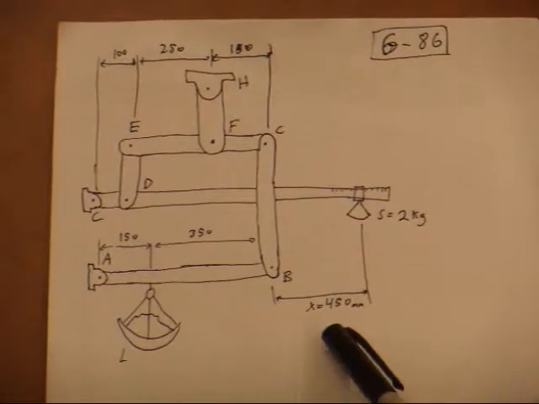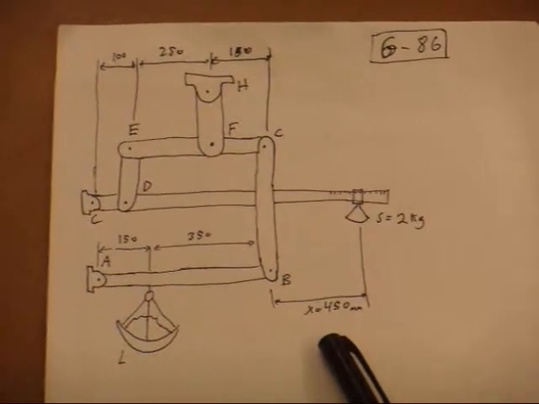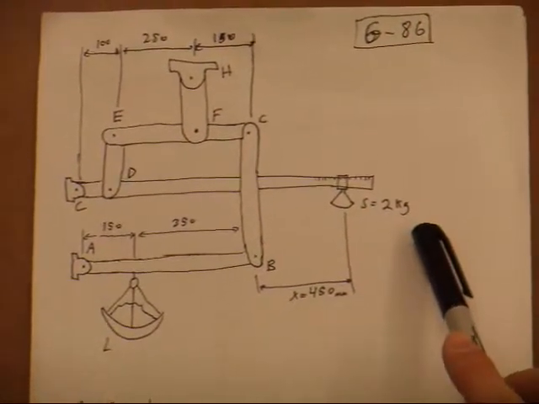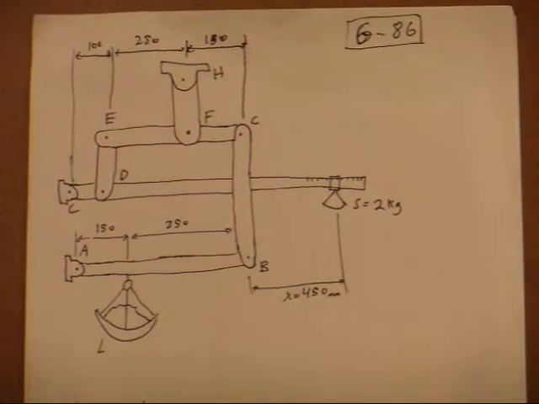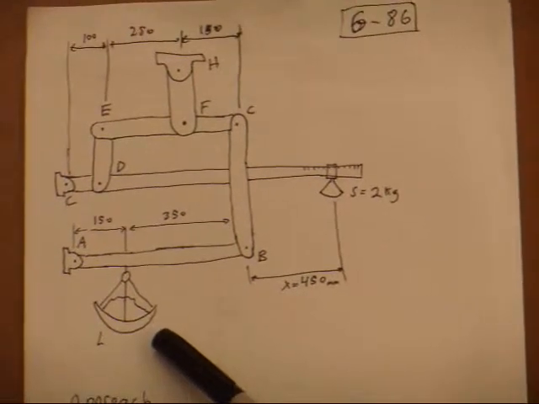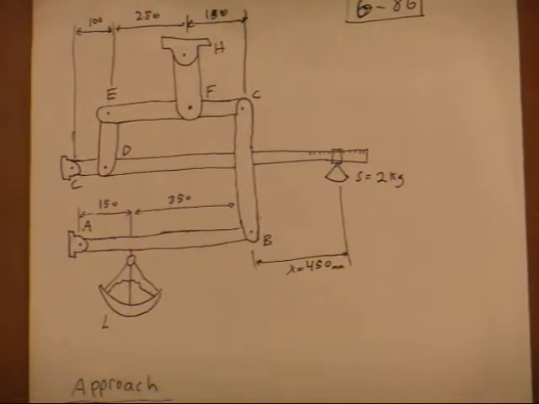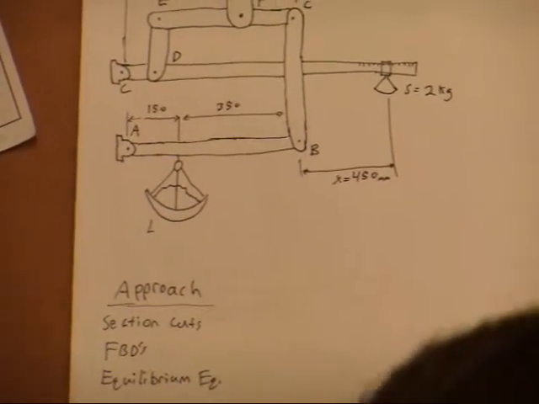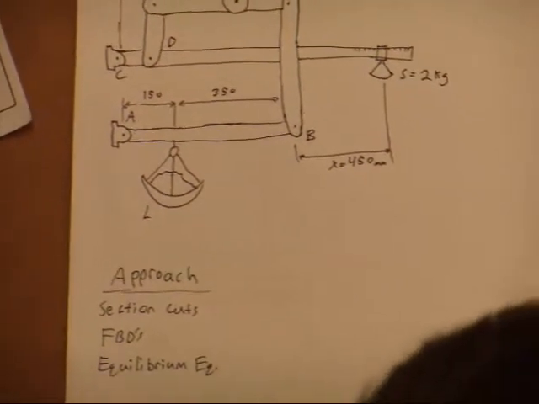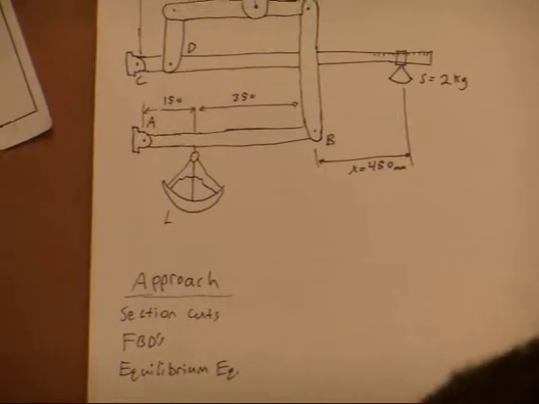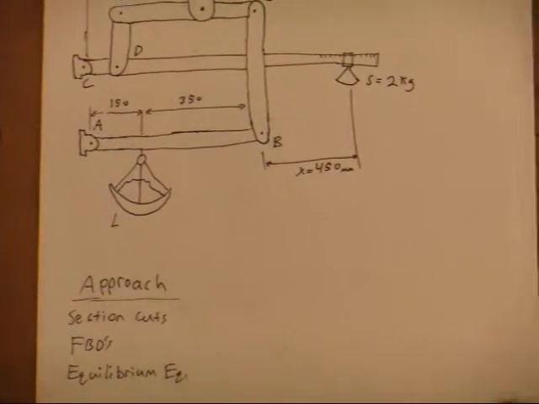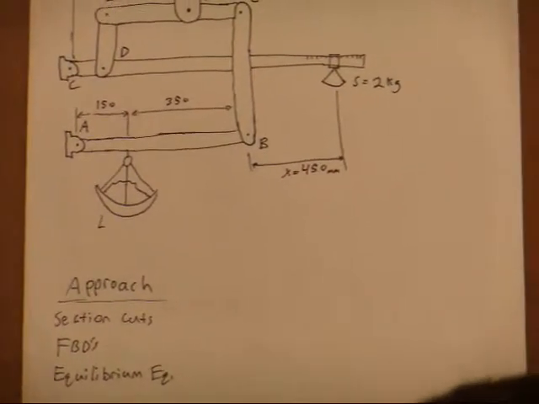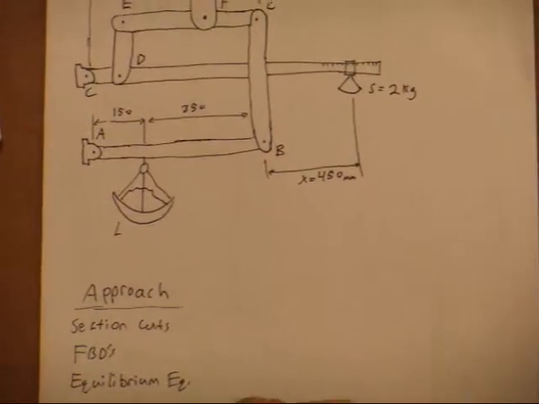If X equals 450 millimeters and the mass of the counterweight S is 2 kilograms, determine the mass L required to maintain the balance. So our approach on this problem is going to be to make section cuts, then draw free body diagrams of each different section, and write out the equilibrium equations for each of those sections and solve for our unknown forces.